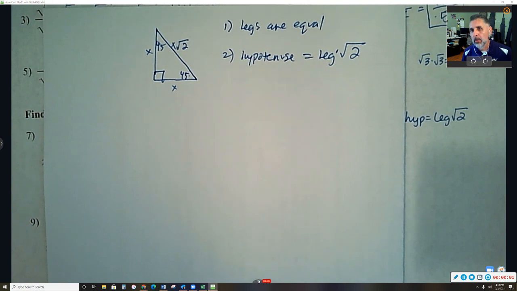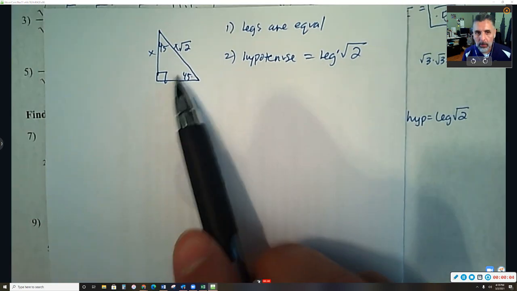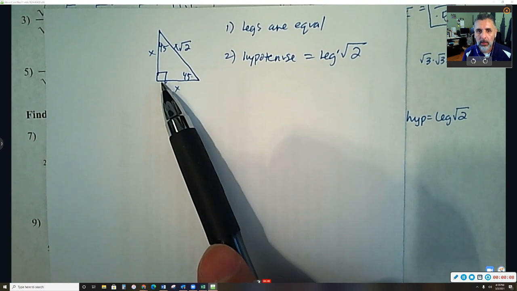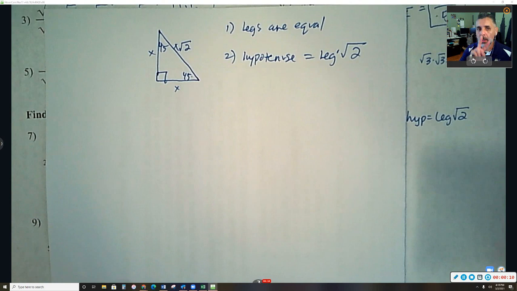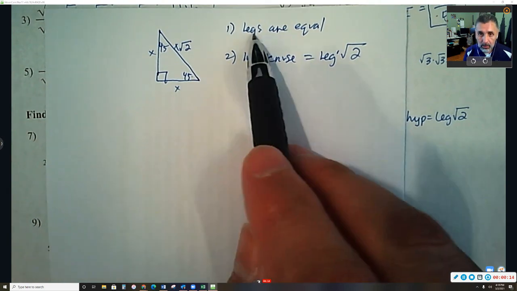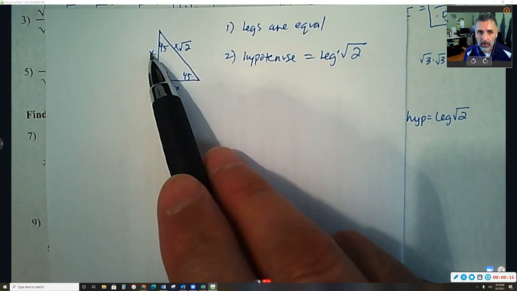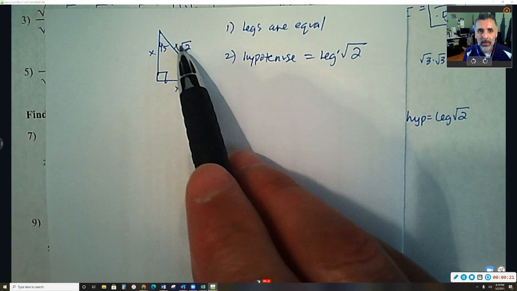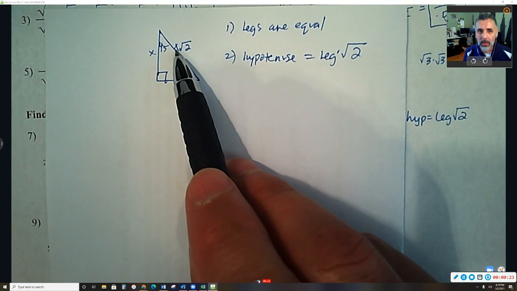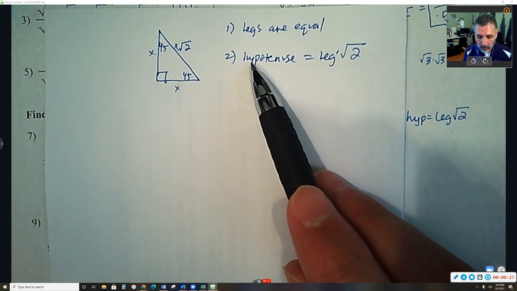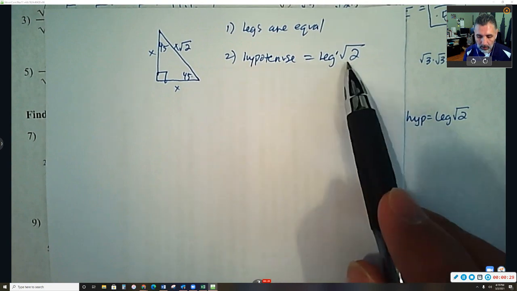And then for the bottom ones, we want to refer back to the notes. Whenever we have a 45, 45, 90 triangle, we know two things about that. We know the legs are equal. See how this is an X and this is an X? Same thing, that means they're equal. And the second thing we know is the hypotenuse is whatever the leg measure is times the square root of 2. So the hypotenuse equals leg times the square root of 2.